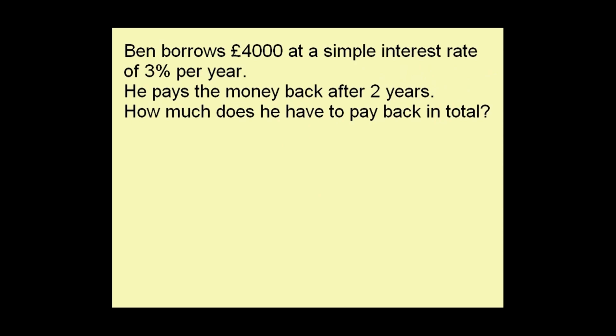This is a slightly different question. I'm told that Ben borrows £4,000 at a simple interest rate of 3% per year. He's going to pay the money back after 2 years, and I need to know how much he has to pay back in total. So first of all, I want to work out 3% of 4,000. So I start with 10%, and I get that by dividing by 10, so that's 400. Then 1%, so I divide this by 10, which is 40, and then 3%. So I multiply by 3 to get 120.